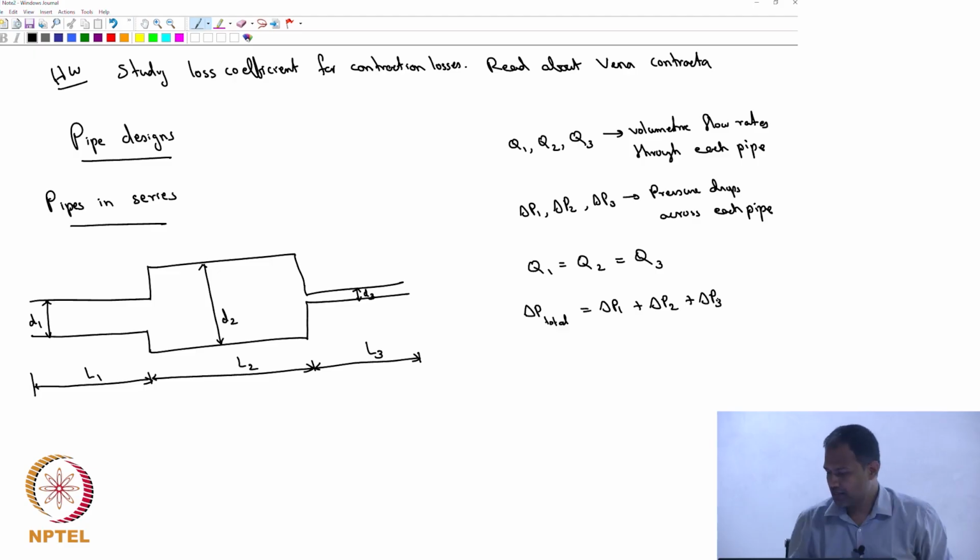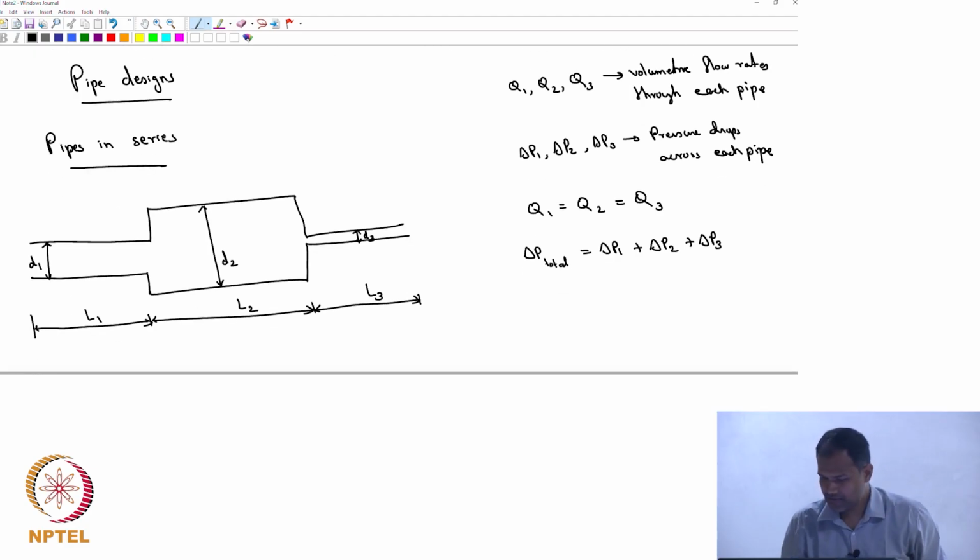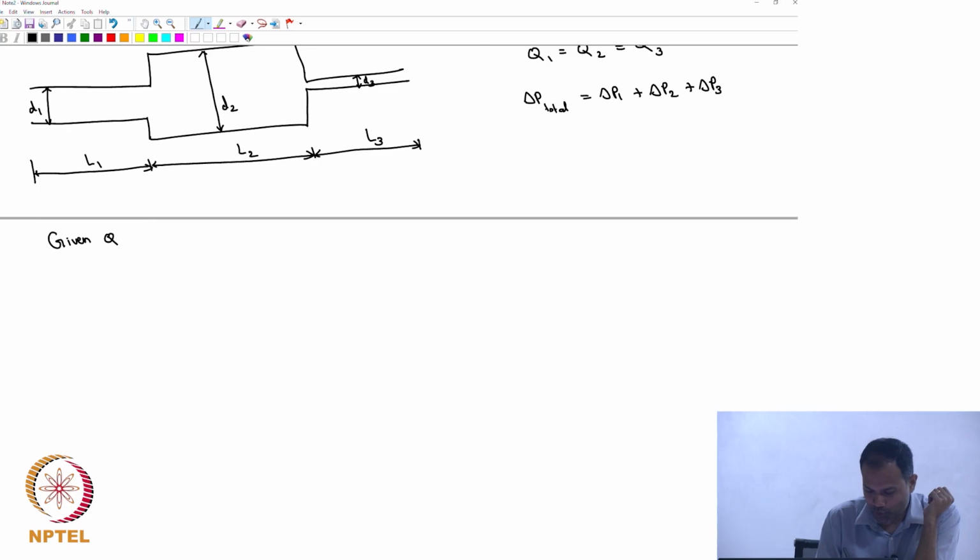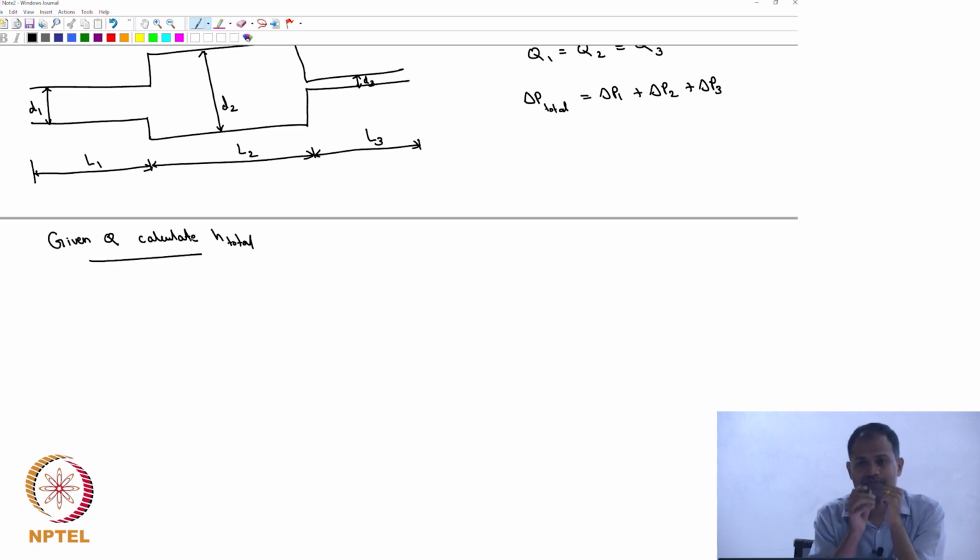Okay. Question is, given Q, calculate H total. How would you proceed? So, let's say you have this system, and this is the flow rate that you want to get through the system. What is the pump that you have to select? What will you do?